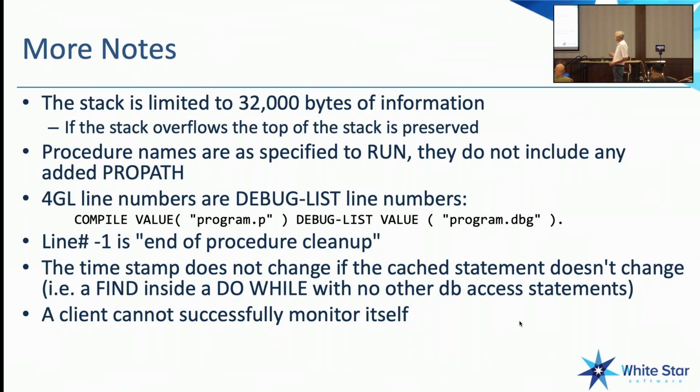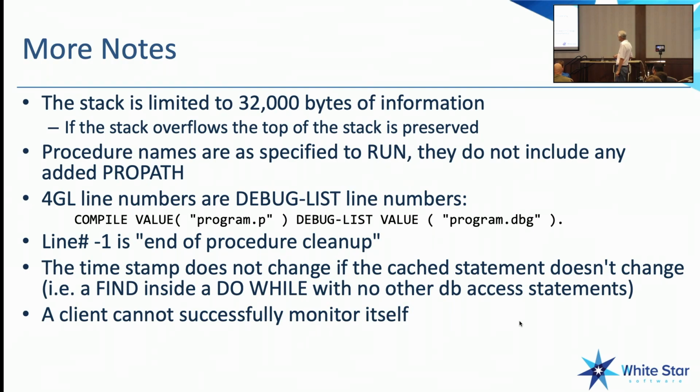As I mentioned, the 4GL line numbers are the debug list line numbers. So you have to compile with the debug list option, like that shows right there, and that'll give you the source that you need to search for whatever the line number is. If you see line -1, that is the cleanup at the end of the procedure. So that's things like releasing buffers that weren't properly scoped and things of that nature.